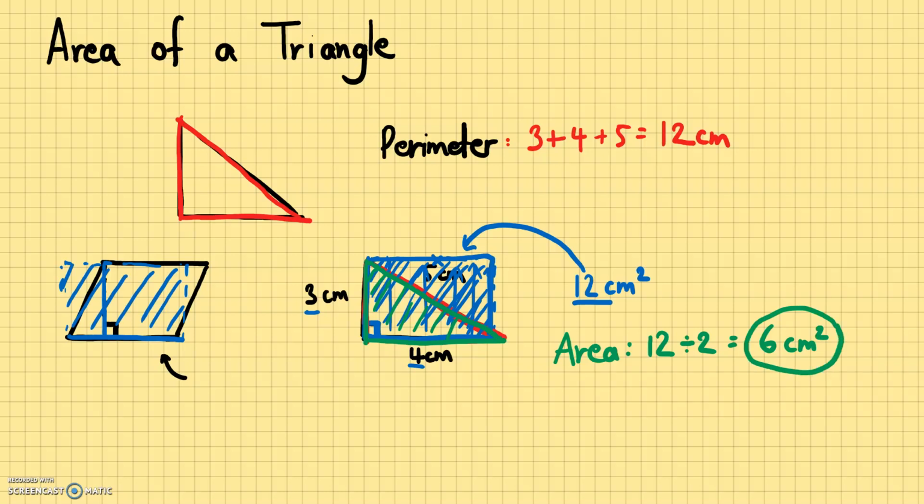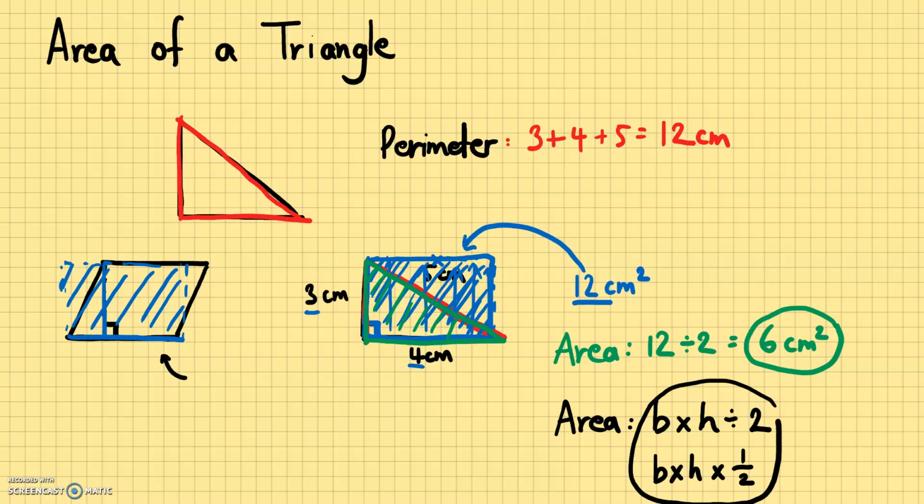Okay, so the formula, basic formula for the area of a triangle is you have to do base times the height. But if you just do base times the height, it's going to give you the area of the rectangle, or the area of the parallelogram that it covers. So you'll have to divide this by 2 to get the area of a triangle. Another way to write this is base times height times 1/2, because multiplying by 1/2 is the same as dividing by 2. So you can use either of these two formulas to find the area of a triangle.